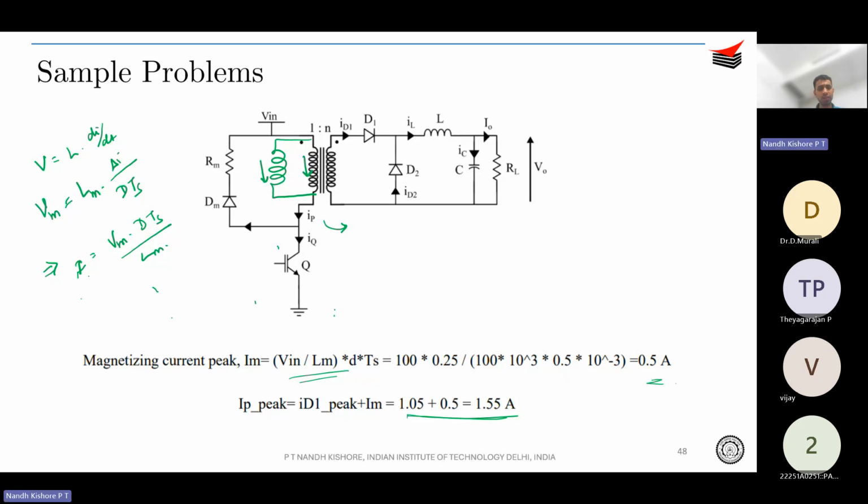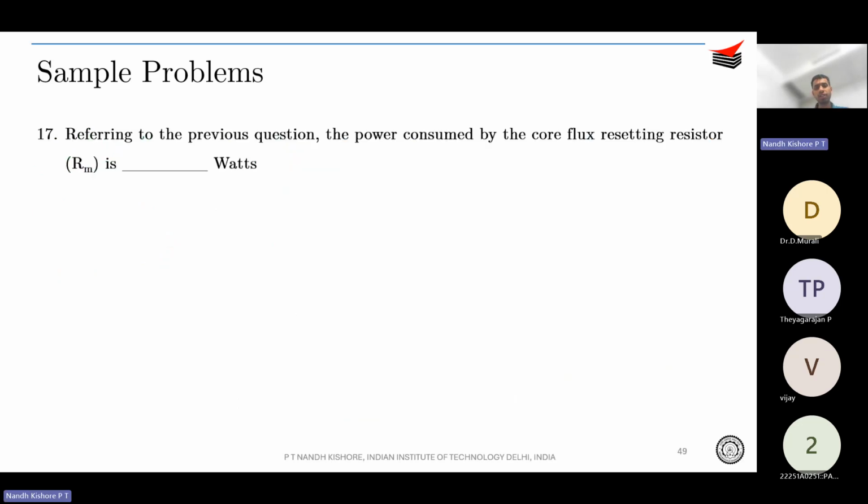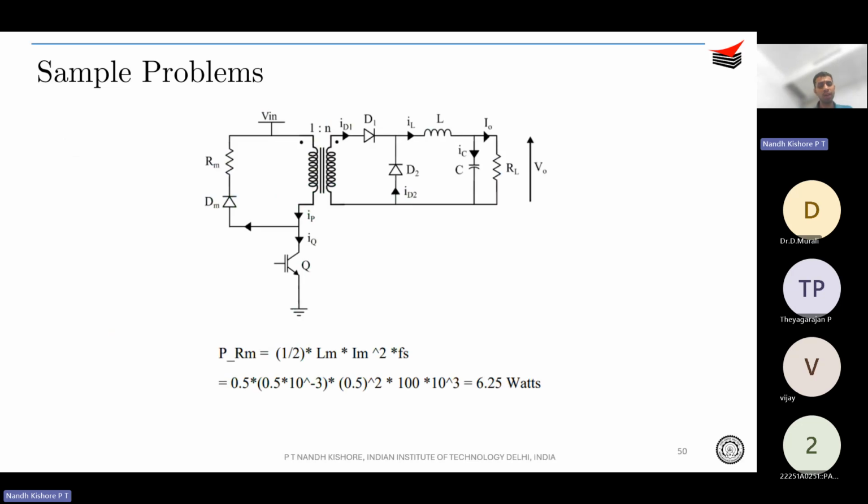And we will come on to the last question for the day. Power consumed by the core flux. What is the power? Again, it was solved in the lecture slides. That is, half L i square is the energy. If you multiply with the frequency, you get the power. Correct? So half into Lm into Im square into Fs. You just found out what Im is, that is 0.5 amperes. So just solve it, you get the power.